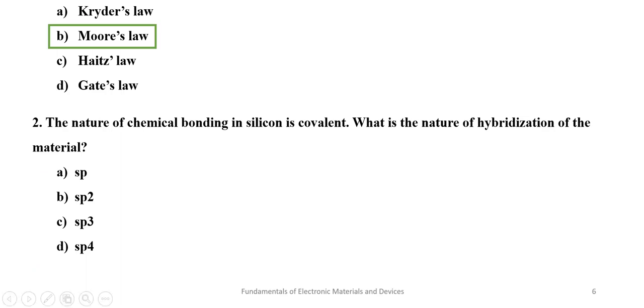First is the empirical observation that the number of transistors in an IC doubles every 24 months. We discussed that it is Moore's law. Next is that the chemical bonding in silicon is covalent. We all know that. So what is the nature of hybridization? It is sp3 hybridization. So far we have discussed only these two questions. I hope it is clear to the person who has joined recently as well. Please let me know if you are not understanding any part or have any difficulty. Yeah, understood. Thank you so much.